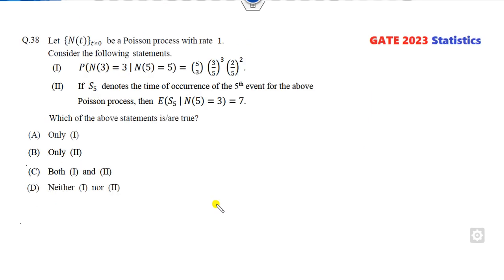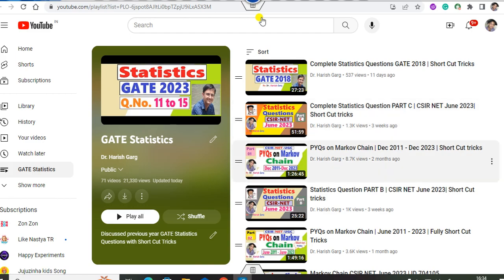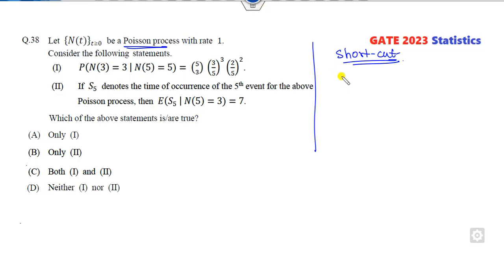Okay, look at this another question. This is a question related to the Poisson process. A very simple question. So what are the shortcut tricks for you? Remember, such kind of shortcut trick is not given by anyone. I always gave you the solution. You can see in my previous lectures, all are given as shortcut tricks. What is that? Firstly, you have to find the probability.